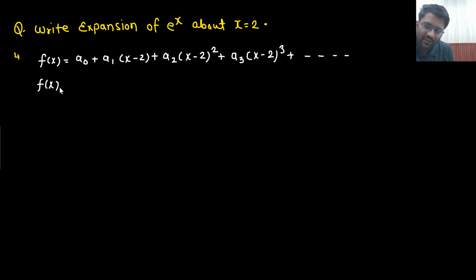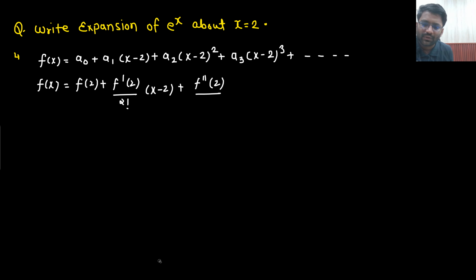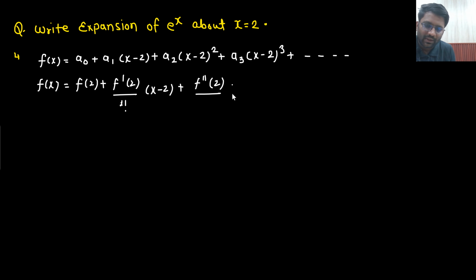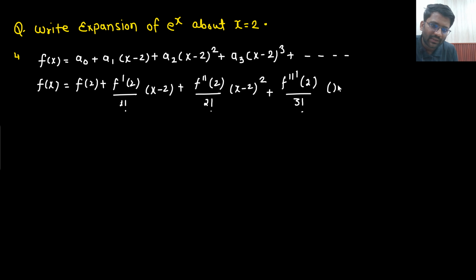Then I have done the derivation, I will not do it again and again. So this will come out to be f of 2. Then this will come out to be the differentiation of f(x) at 2 divided by 1 factorial, times (x minus 2). Sorry, this is power 1, so 1 factorial. Then here, the double differentiation divided by 2 factorial, times (x minus 2) whole square. Then the thrice differentiation, put x equals 2, divided by 3 factorial, times (x minus 2) whole cube, and so on. This is what I am supposed to do.